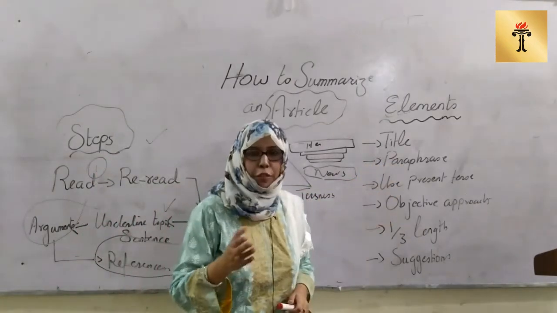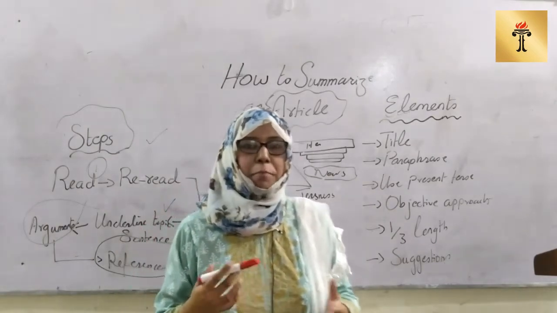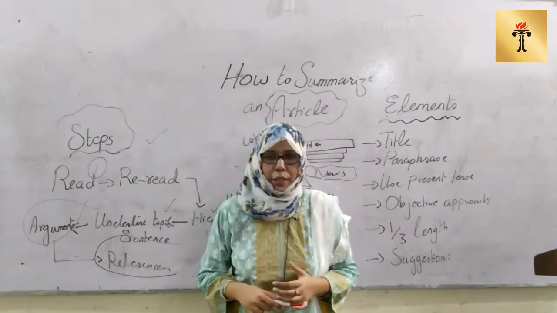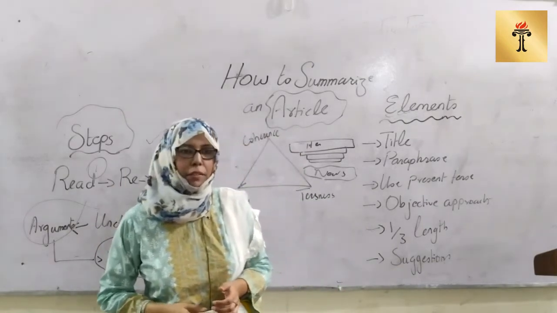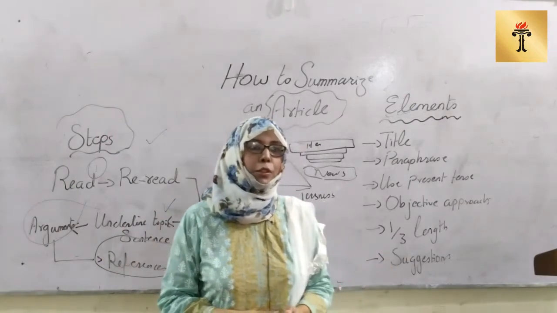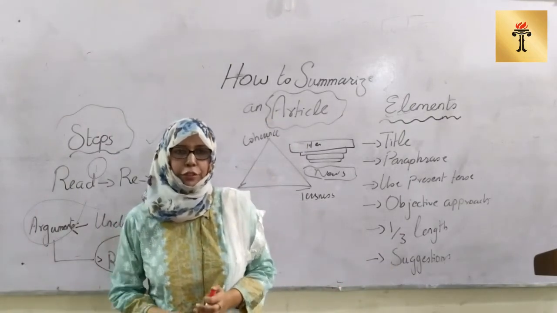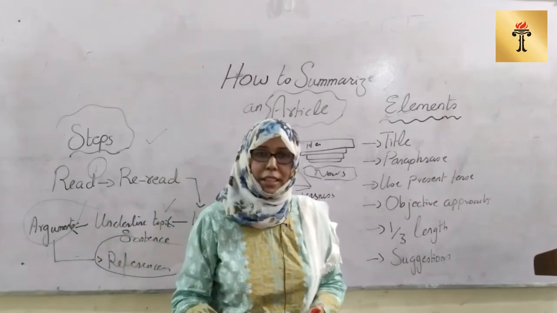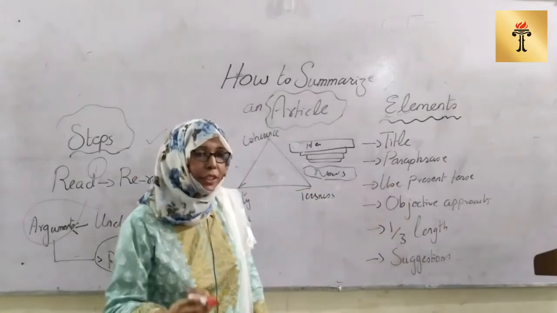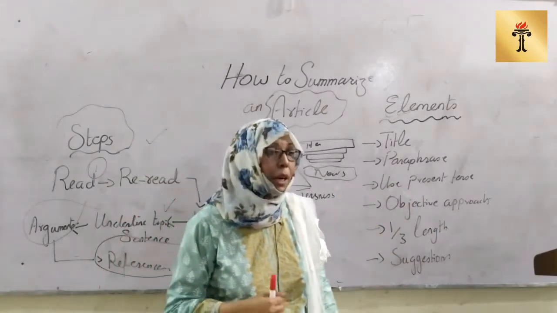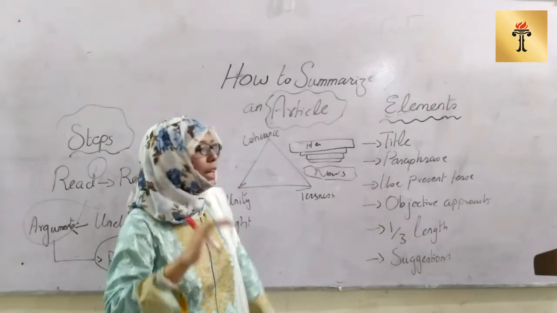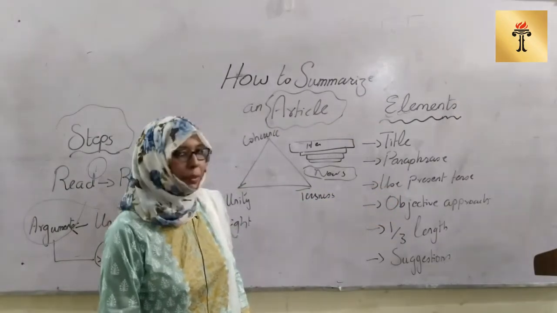The next is the use of tenses. I have told you so many times that while writing a narrative, descriptive, or imaginative paragraph, your tense must be past, or you may use the tense of your choice. But when you have to summarize an article, your tense must be the present tense. It may be present continuous or present perfect, but the first preference must be the simple present tense while summarizing an article.